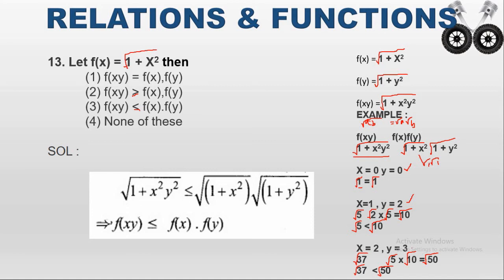So while choosing the first condition, I have LHS equal to RHS. When I choose x equal to 1 and y equal to 2, as well as x equal to 2 and y equal to 3, we have that LHS is less than RHS. Which option is suitable for this? Option 3 is suitable, that is f of xy is less than or equal to f of x into f of y. So option 3 is correct here.